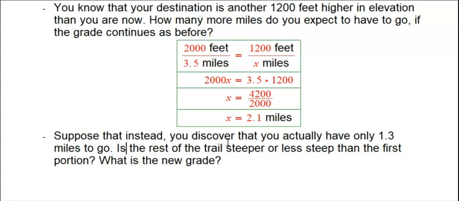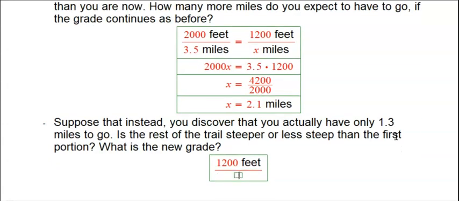So hopefully you can see that if I'm going to take less horizontal to go the same amount of vertical, that's going to be steeper. It's kind of good news that I don't have as many miles to go, but if this 1,200 feet, if I still have to go 1,200 feet up, I still have to go that vertical, and so I'm going to do it in less horizontal. That's going to be steeper than I expected. Okay, so it looks steeper, and then we can calculate the new grade just by going back to the same kind of calculation we did before. So it's 1,200 feet over 1.3 miles.